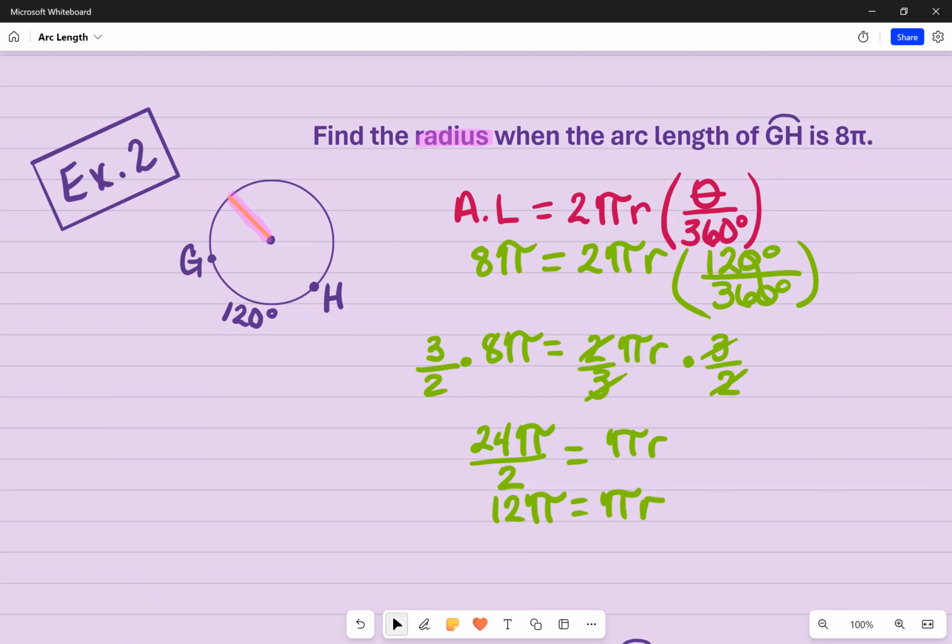I still want r by itself because that represents my radius. So I have to get rid of that pi. And what I will notice is that it goes away on both sides. So I'm just going to write it in the form of variable first. R is equal to 12. So that's my answer for my radius.